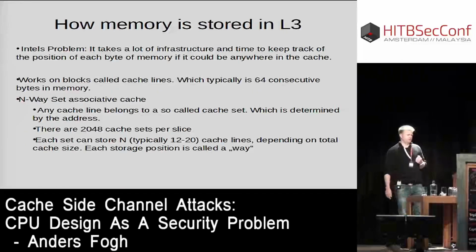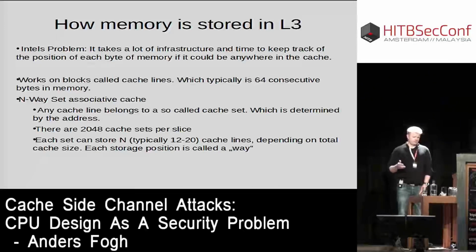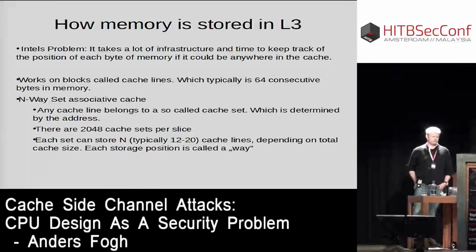So how is memory stored in L3? Intel's problem here is it takes a lot of infrastructure and time to keep track of the position of each byte of memory if it would be anywhere in the cache. So Intel have made two design decisions to solve this problem. The first is it doesn't work on bytes. It works on cache lines. A cache line is typically 64 bytes of consecutive physical memory. I should mention that of course this divides the problem by 64, which is by far not enough to solve it.